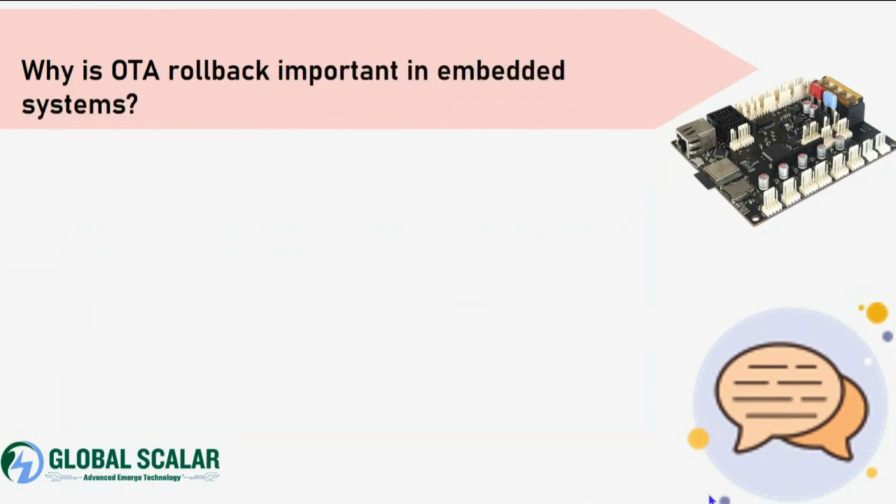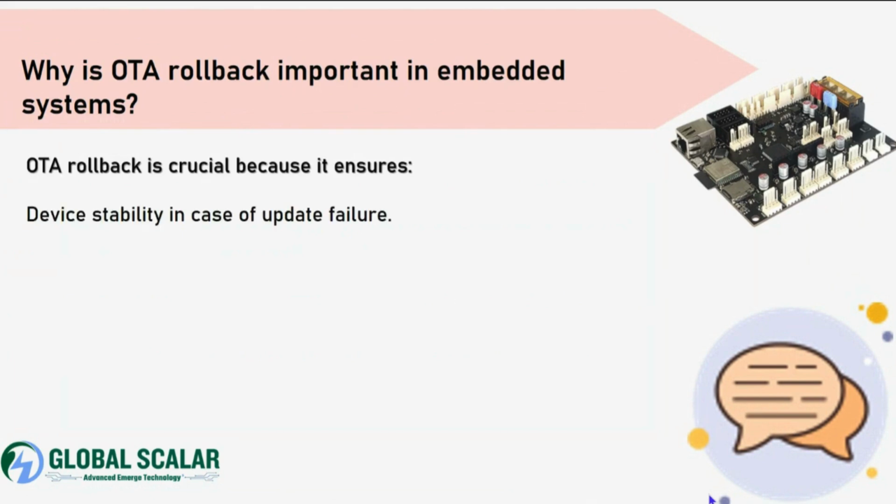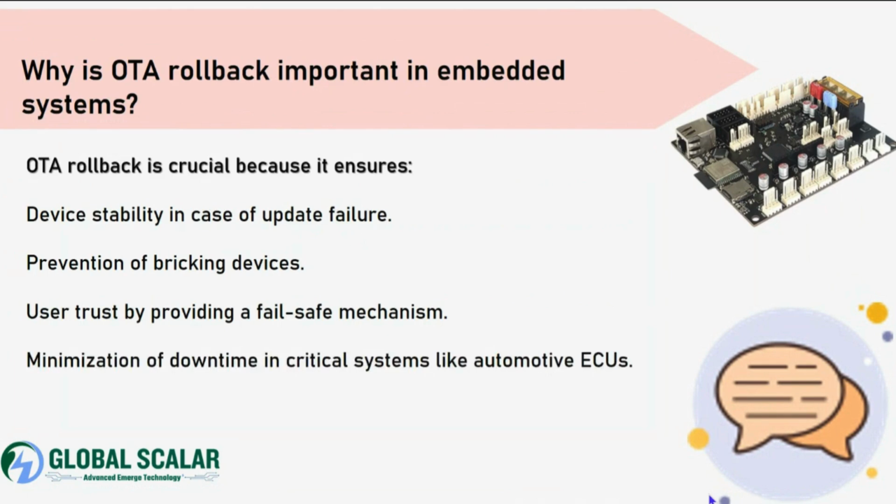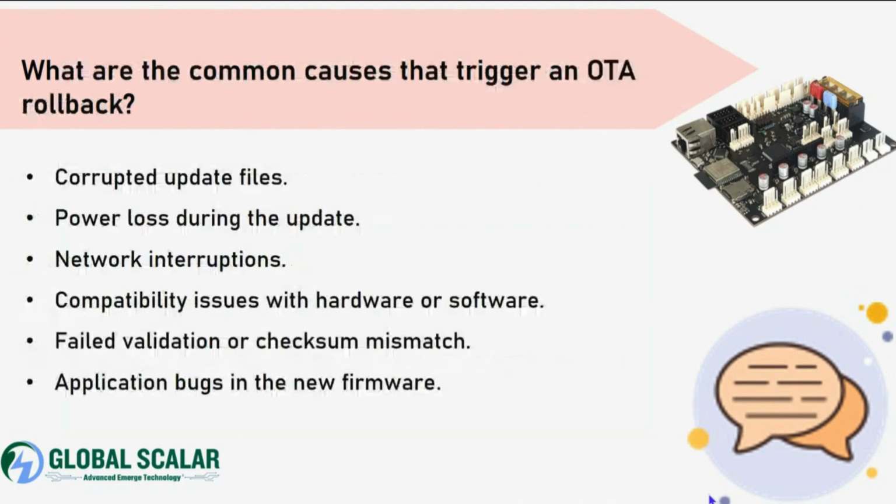Why is OTA rollback important in embedded systems? OTA rollback is crucial because it ensures device stability in case of a software update failure, prevents bricking of devices, builds user trust by providing a fail-safe mechanism, and minimizes downtime in critical systems like automotive.